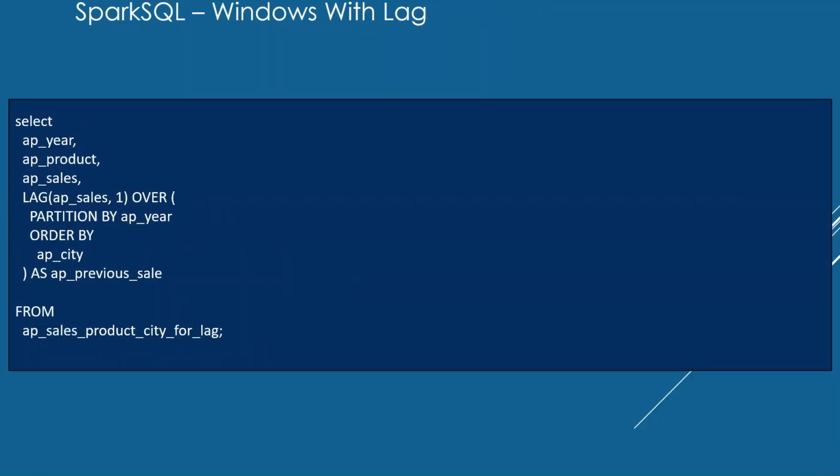Let's go to the PPT. Now see, here we are writing a query. We are selecting ap_year, ap_product, ap_sales, and here we are doing the lag. On which column are we doing the lag? We are doing it on ap_sales with offset 1, so the previous record's value will populate in this column. And we are partitioning with the help of ap_year, and ordering the data with the help of ap_city. Let's write this query in Databricks and see what kind of output it generates.